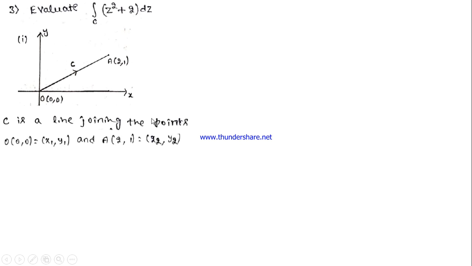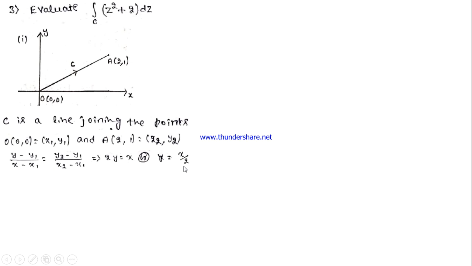So what should be done then? We know the equation of the line joining the points (x1, y1) and (x2, y2) is given by (y minus y1) divided by (x minus x1) is equal to (y2 minus y1) divided by (x2 minus x1). I have x1, y1 as 0, 0, and x2 is 2, y2 is 1. So it is y by x equal to 1 by 2, or x is equal to 2y, or y is equal to x by 2. So now this line represents y is equal to x by 2.